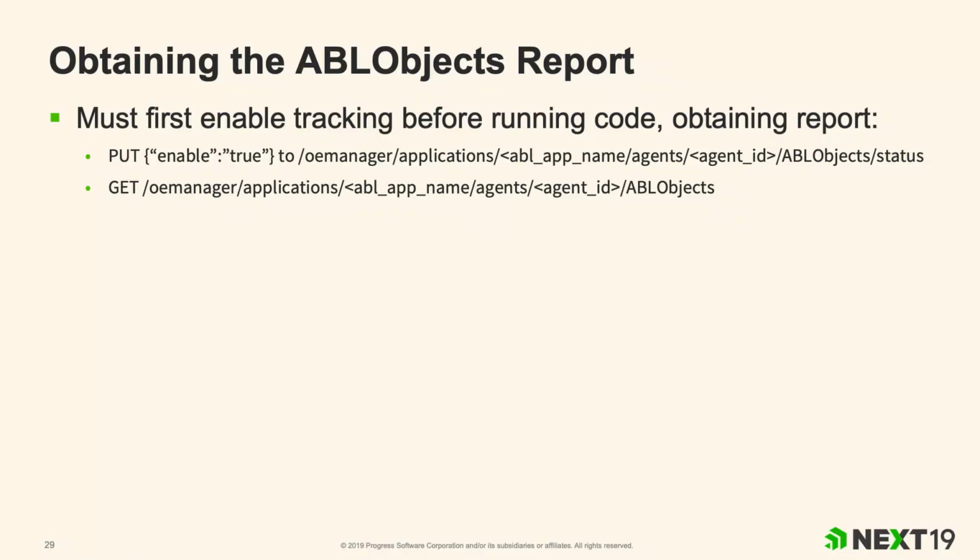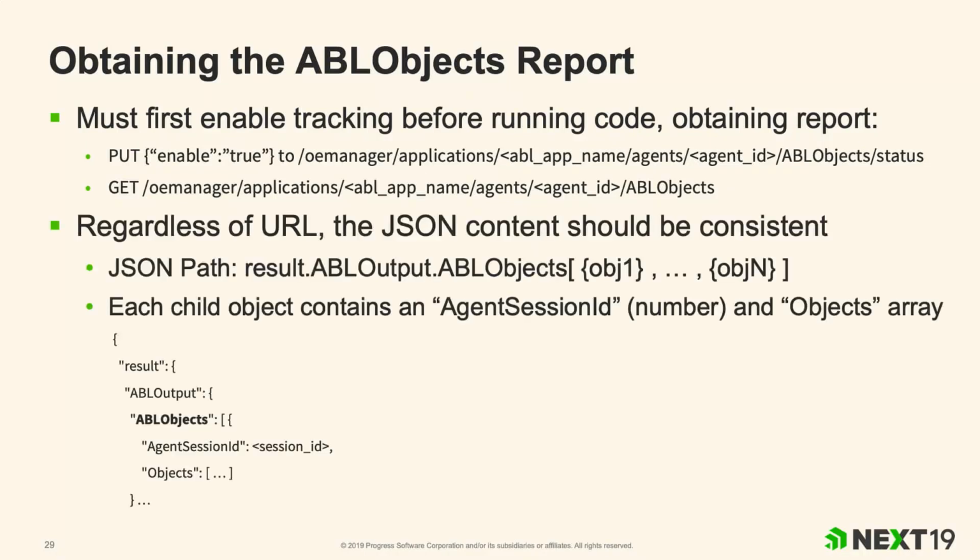Once it's enabled, run your code. You run any code. And then what you do is go run just the get ABL objects endpoint, and it will come back with a report. That report will essentially contain an ABL objects array, and inside of there will be the session ID and a list of objects. So if there is anything that's leaking or been left behind, that's where you're going to see it.